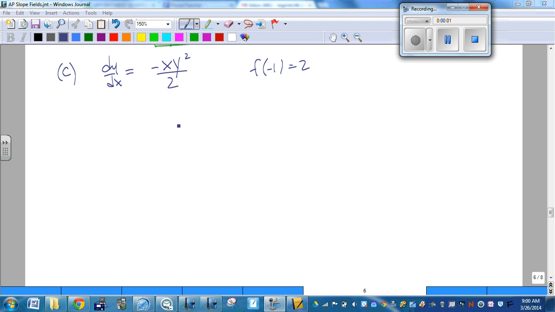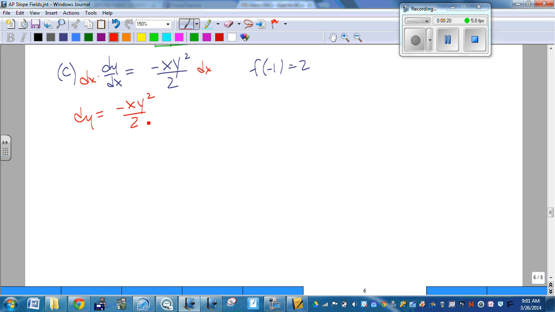Alright, for part C, we're trying to solve the differential equation when we're given the information that f of negative 1 equals 2. So our first step in this is always to separate the variables. We're going to multiply both sides by dx. We get dy equals negative xy squared over 2 dx. Now we need to get that y squared to the other side, so we're going to divide by y squared, or we can think of it as multiplying by 1 over y squared.